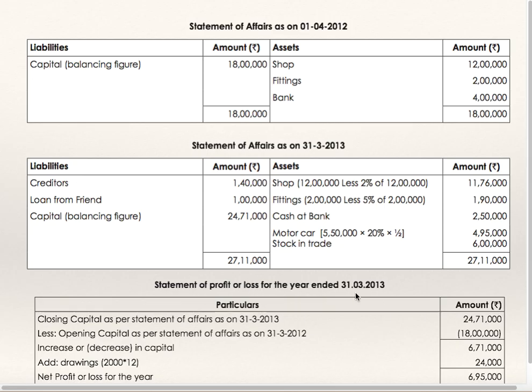Statement of profit or loss for the year ended 31st March 13. Closing capital as per closing statement of affairs 24 lakhs 71,000 minus opening capital as per opening statement of affairs 18 lakhs. Increase in capital is 6 lakhs 71,000. Add drawings 2000 into 12 because 2000 per month. So net profit is 6 lakhs 95,000.